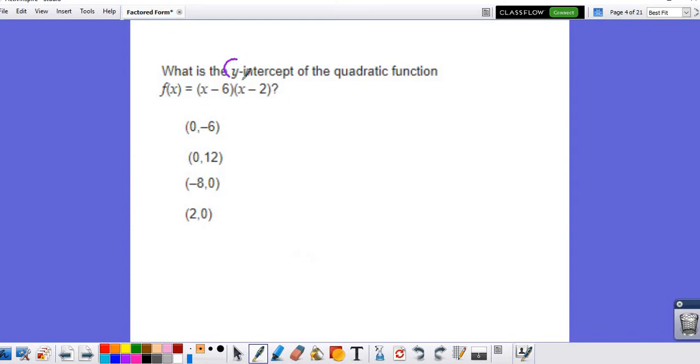This question, same thing. The y-intercept. And remember that a y-intercept is 0 and then your y value. Okay, so that should eliminate a couple of choices as well. But graph it in Desmos and see where does it cross the y-axis.